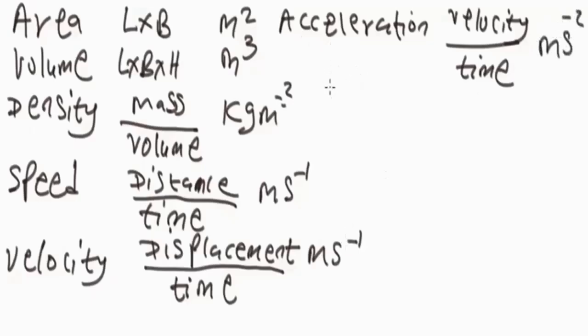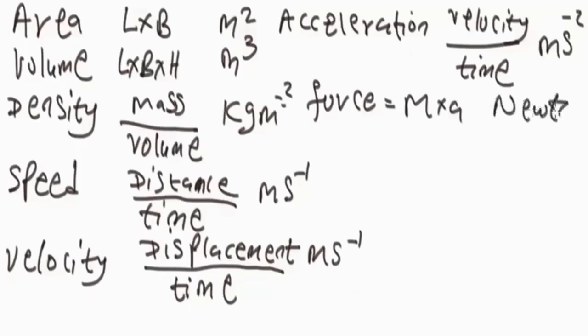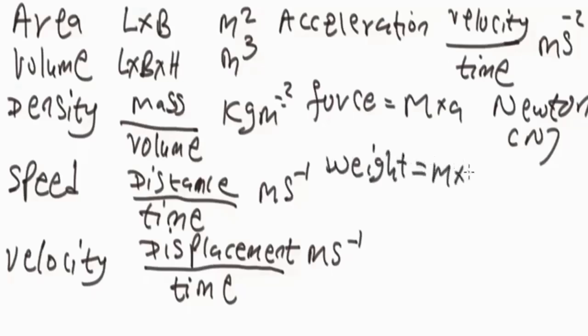Okay, we also have our force. Force is calculated using mass times acceleration, and the unit of force is Newton. So the short form is N. Okay, we also have our weight. Now, weight is calculated using mass times acceleration due to gravity g, and its unit is also measured in Newton. The difference between weight and mass is that mass is a scalar quantity, whereas weight is a vector quantity. So that's just the major difference between weight and mass.